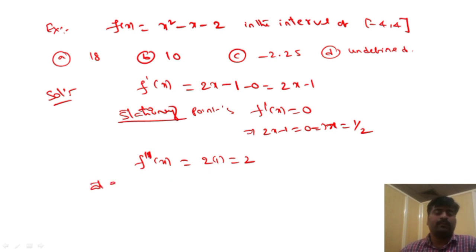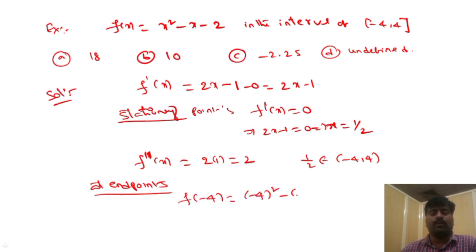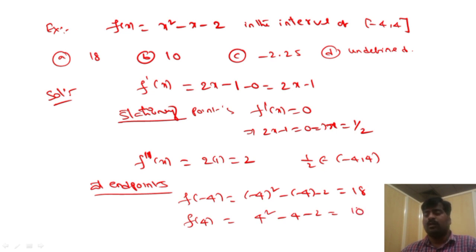Now we go for the endpoints, because 1/2 lies in −4 to 4. That's why we go for the endpoints. f(−4) = (−4)² − (−4) − 2, which is 18. f(4) = 4² − 4 − 2 = 16 − 6, which is 10. So the maximum value at x = −4 is 18. So the answer is 18. Likewise you can answer such questions.